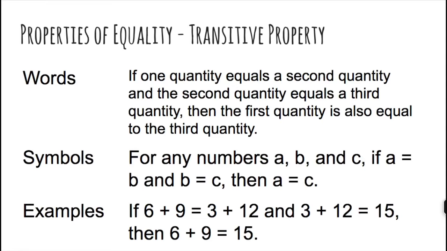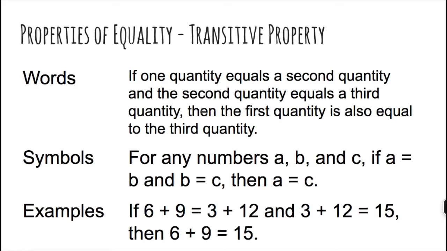We're going to start the example with 6 plus 9 equals 3 plus 12. If we know that 6 plus 9 equals 3 plus 12, and we know that 3 plus 12 equals 15, then we can also say that 6 plus 9 equals 15. All of these have the same sum, they all equal 15, and we just show that using the transitive property.